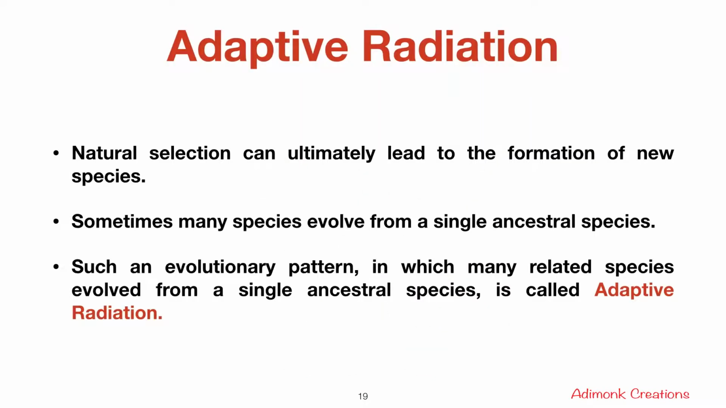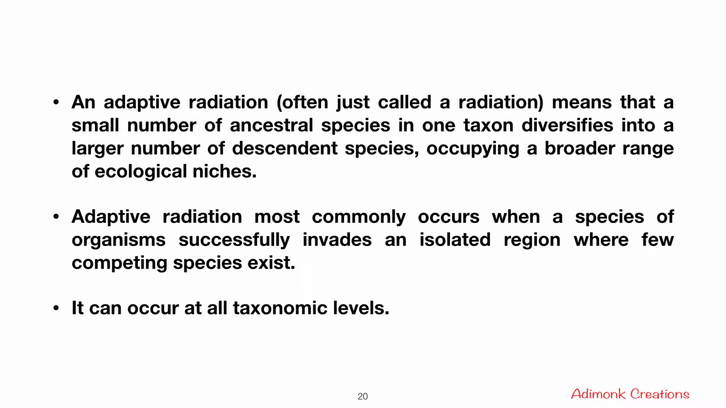Now let us move to adaptive radiation. Natural selection can ultimately lead to the formation of new species. Sometimes many species evolve from a single ancestral species. Such an evolutionary pattern in which many related species evolve from a single ancestral species is called adaptive radiation. Multiple species formed from a single ancestral species, this process is known as adaptive radiation.